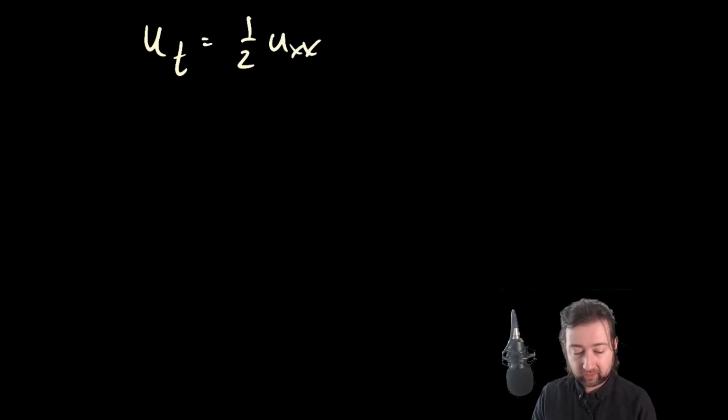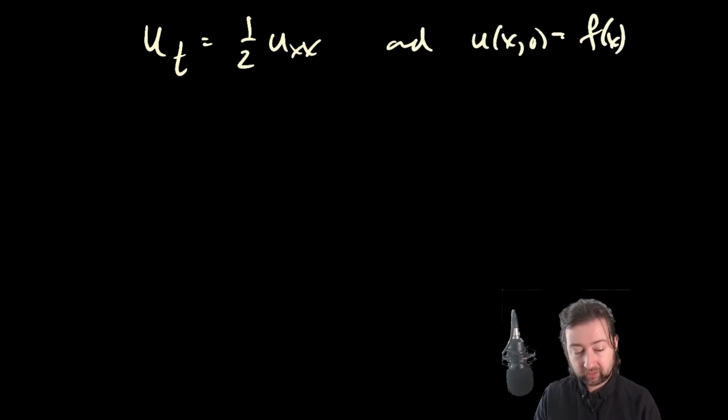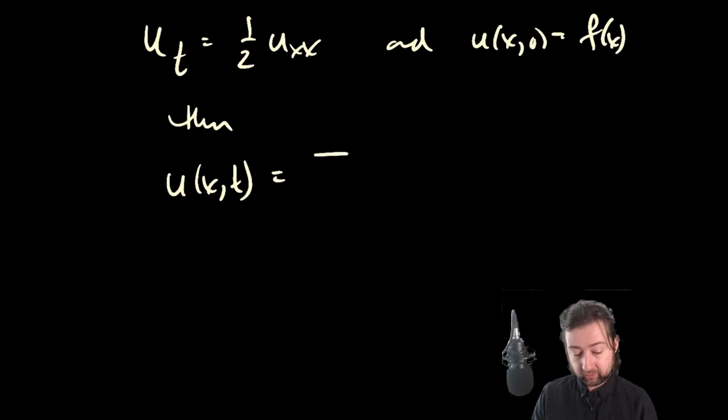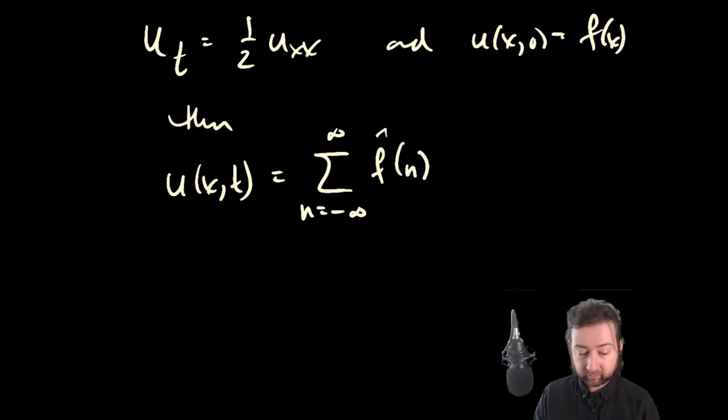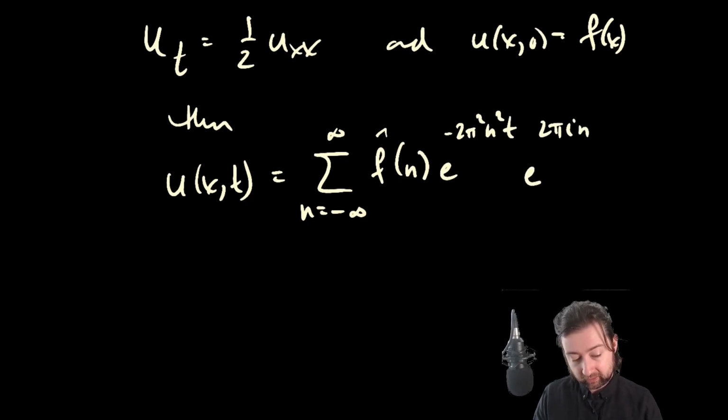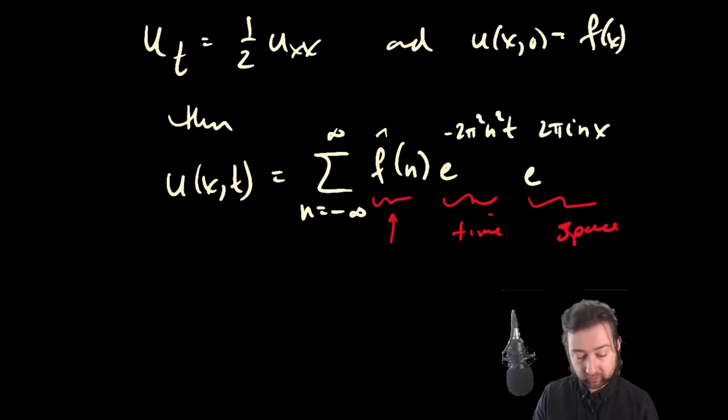So in summation, if I have the heat equation u_t is equal to 1/2 u_xx, and I have the initial condition that u of x and 0 is some function f of x, then the temperature distribution is equal to the sum from n equals minus infinity to infinity of the Fourier coefficients of the distribution, e to the minus 2 pi squared n squared t, e to the 2 pi i n x. Remember, a spatial component, a time component, and something that corresponds to the initial conditions.